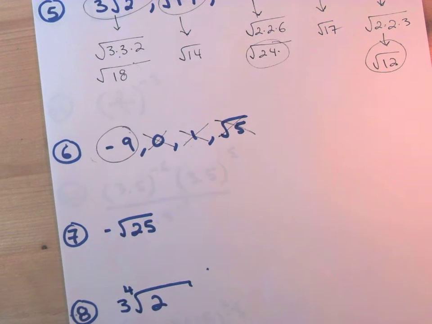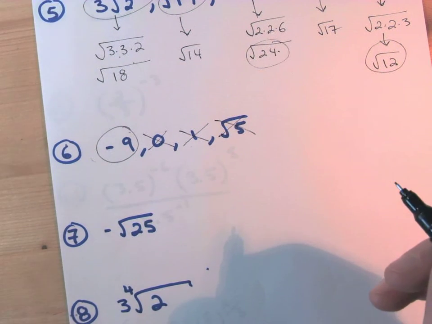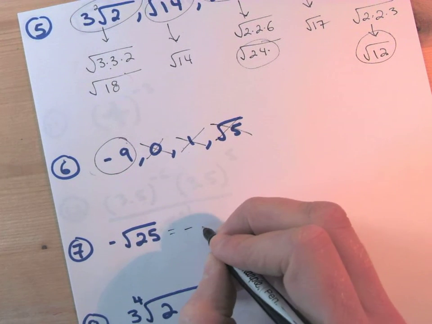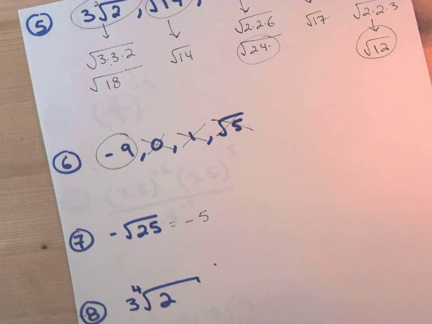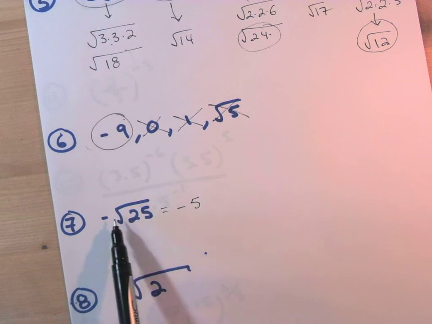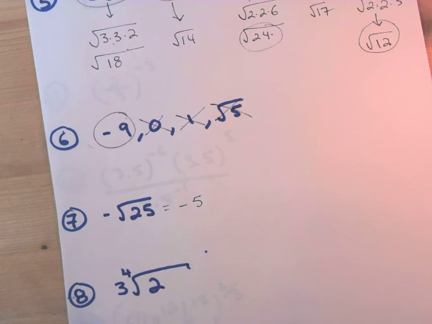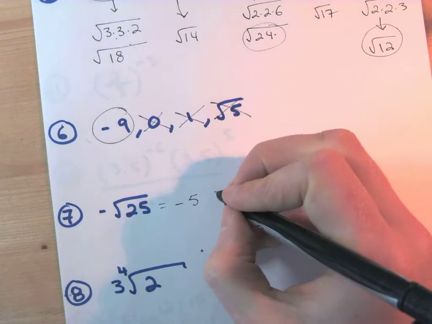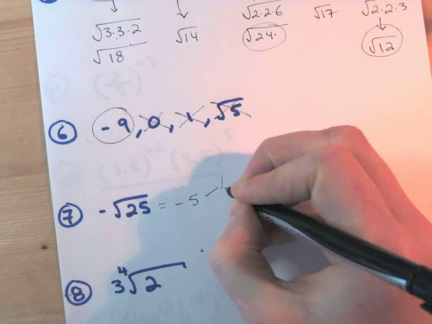Number 7. To which sets of numbers does negative root 25 belong to? So let's convert that or simplify it to negative 5. Because root 25 is just 5 times 5, or 5. So negative root 25 is the same as negative 5. So what does this belong to? We know it's an integer.